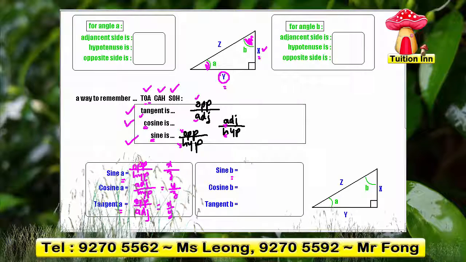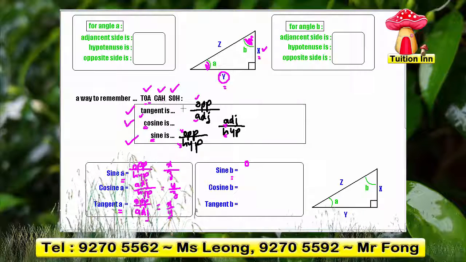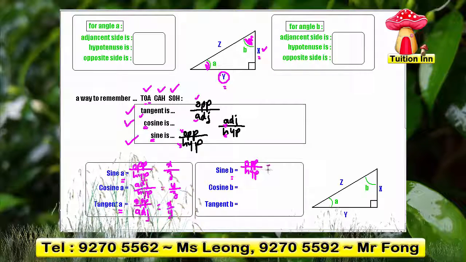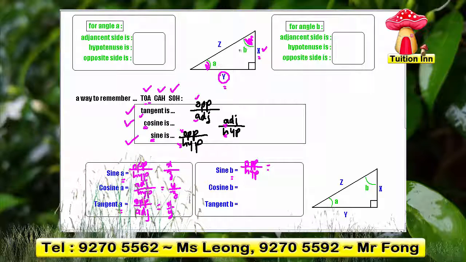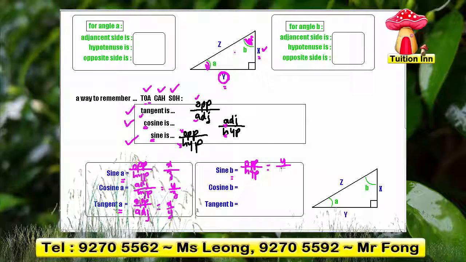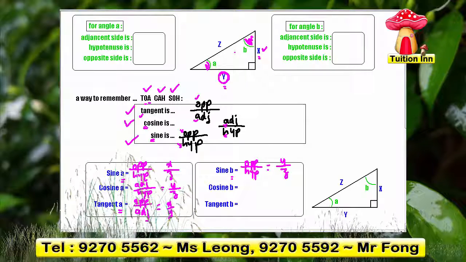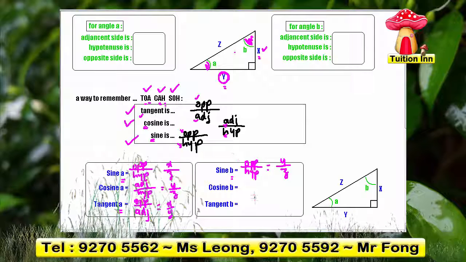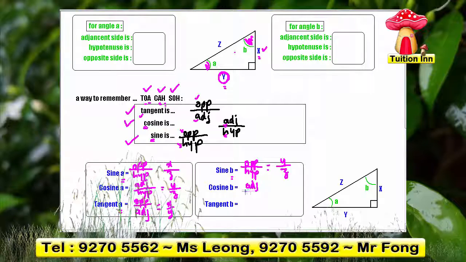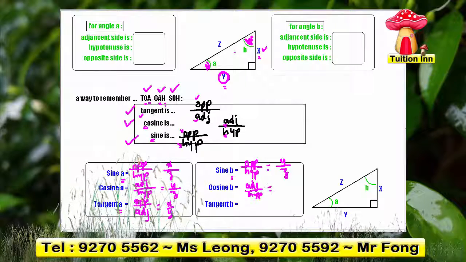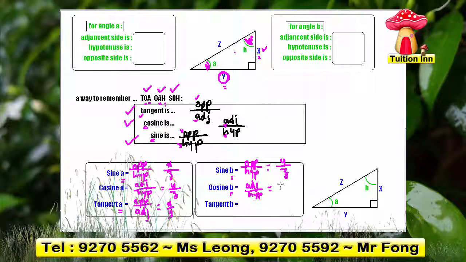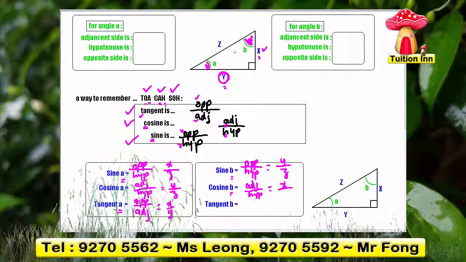So sine is SOH, opposite over hypo. The opposite for your angle B is your y. Hypo is still the same, z, so it's y over z. And for cosine, again it's adjacent over hypo. The adjacent for angle B is different here. It is the length that the angle is sitting on, which is x, and your hypo is z.